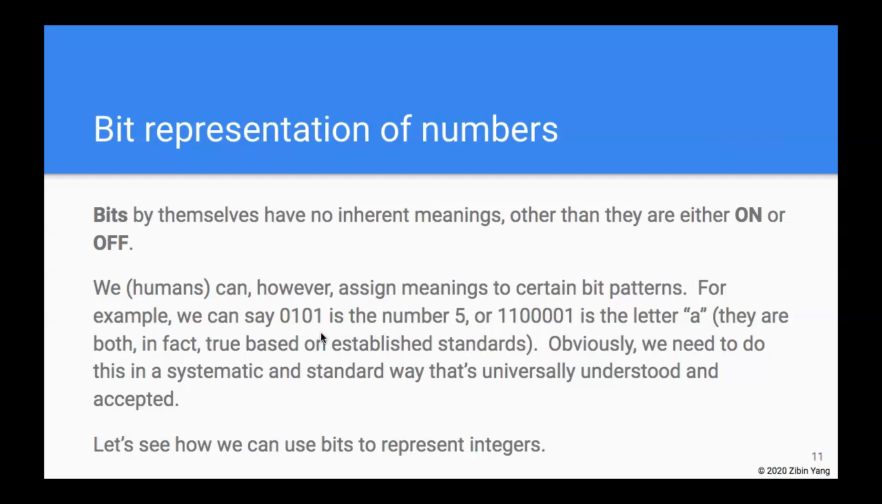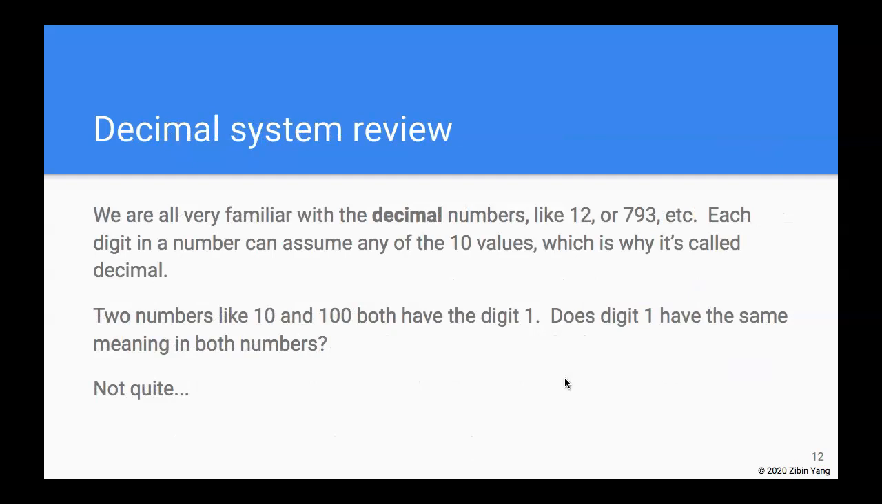And there are such standards, and we're going to start with an example of how we use these bit patterns to represent numbers. In order to do that, though, let's review how a system that we are very familiar with, the decimal numbers, actually works. Decimal numbers like 12, 793, and so on. Each of the digits in these numbers can assume any of 10 values, 0 through 9. So that's why it's called decimal. Decimal means 10, right? Dec.